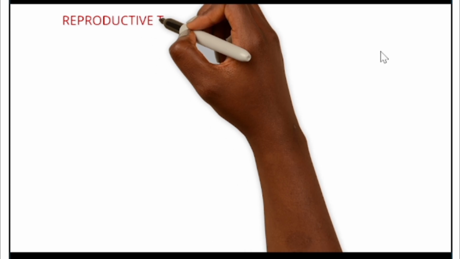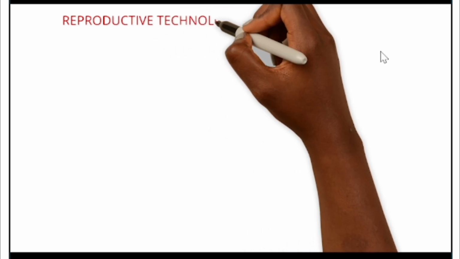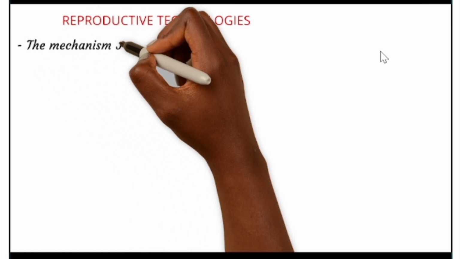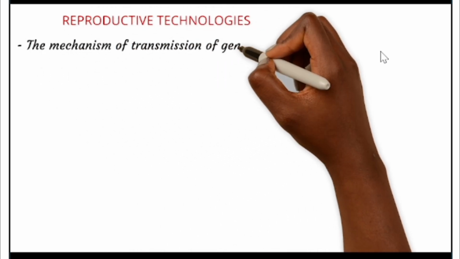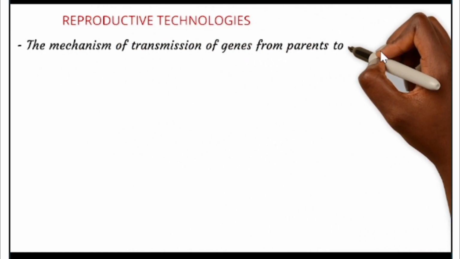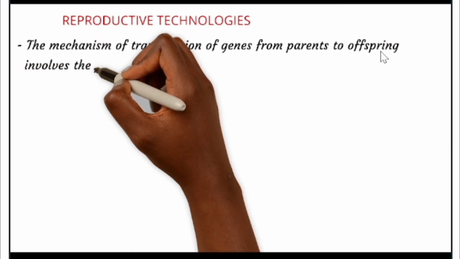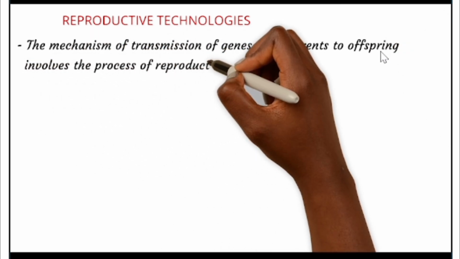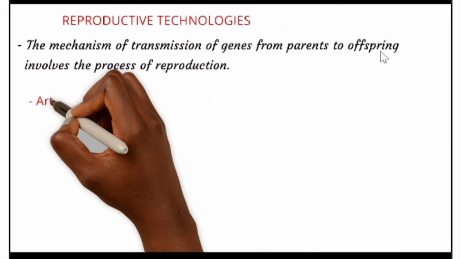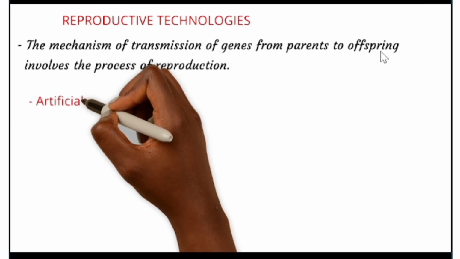All right. So we're going to be looking at the reproductive technologies that we use in animal breeding. And of course, you know that the mechanism by which genes are transmitted from parents to offspring is through the process of reproduction. So we have two important technologies that we use.